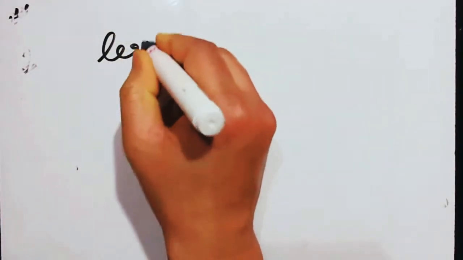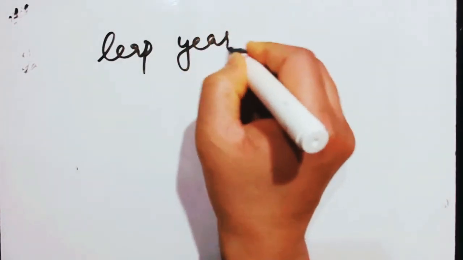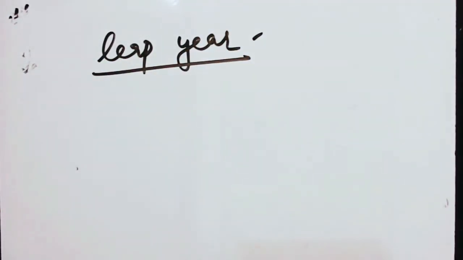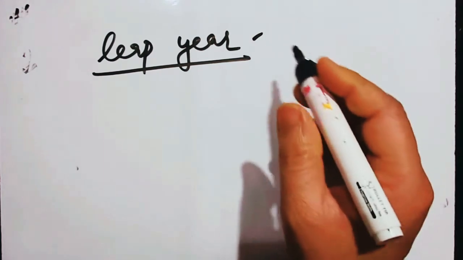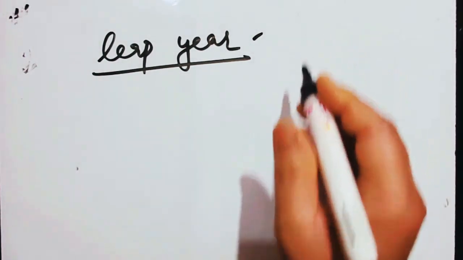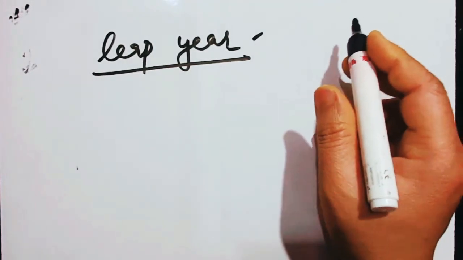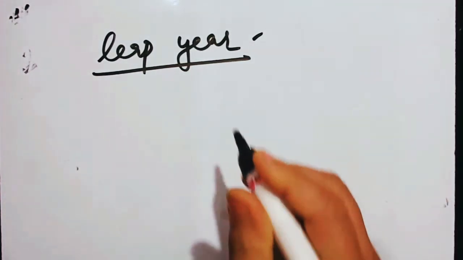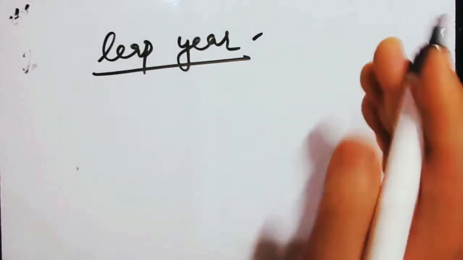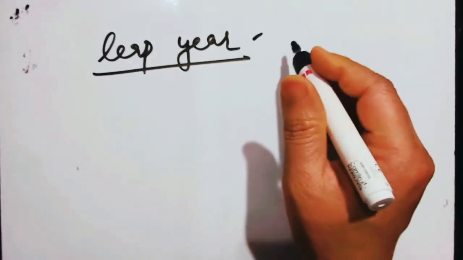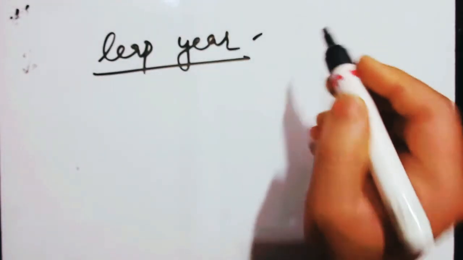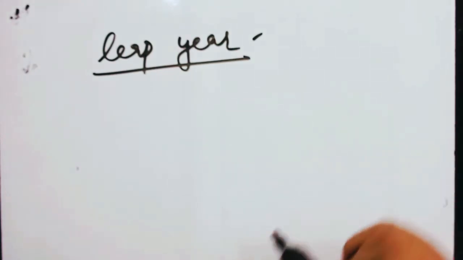17. Says, talks about leap year. Leap year, L-E-A-P, leap year. Leap years are years which can be divided by 4, as well as those century numbers which can be divided by 100 also.